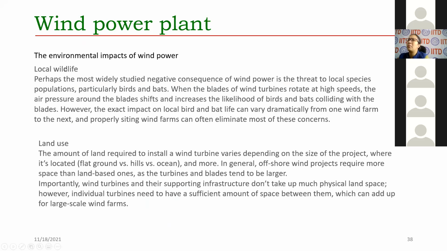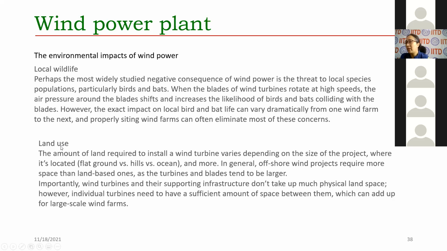Environmental impact, wildlife impacts are there, land use change are reported. You see that the local species population, birds and bats, and the blade turbine rotate at high speed and high pressure around the blade shift. The birds and the bats collide with the blade, because of the disturbance that they create. Similarly, land use, whether you have put it on the flat ground or you have put it on the hill.